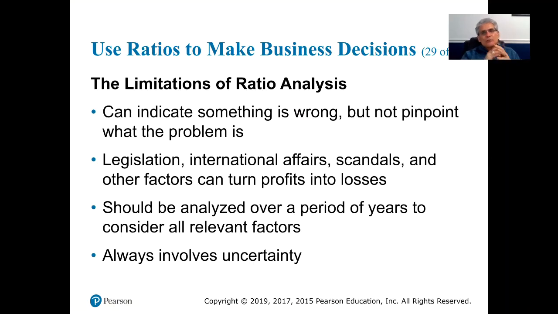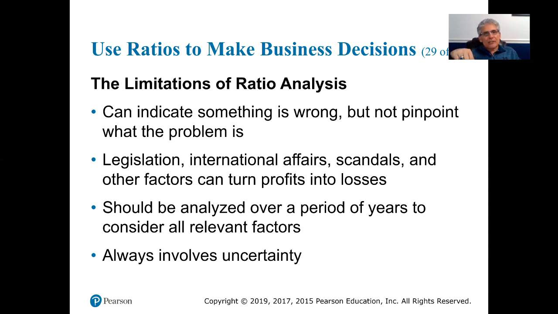When we use these ratios, we do have to understand that there are some limitations. Specifically, the first bullet is that ratios can indicate something is wrong, but not pinpoint what the problem is. So we could see that, let's say, the average number of days of collections or number of dollars of sales outstanding per day is relatively high. Well, that tells us that there's a problem, but it doesn't tell us specifically what the problem is. It just gives management a direction to go out and see, here's where we need to focus, and try to analyze what's going on.